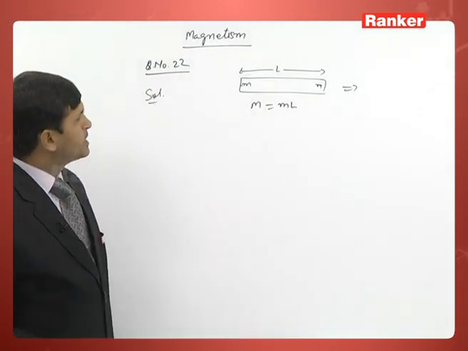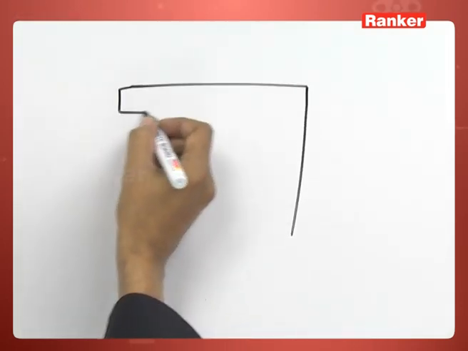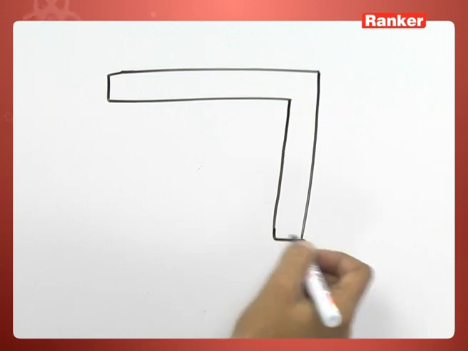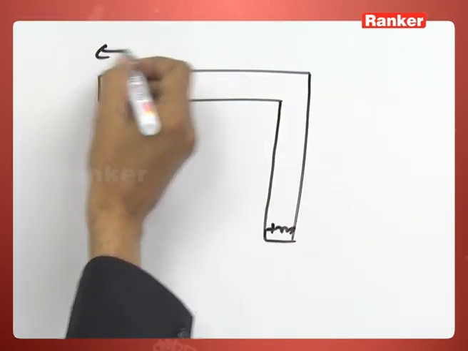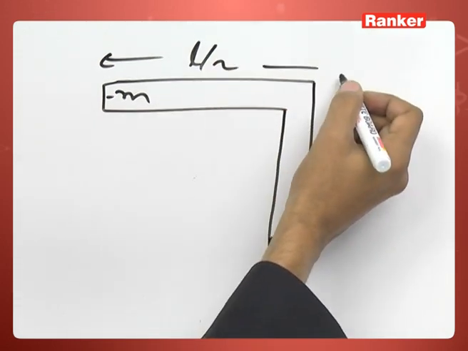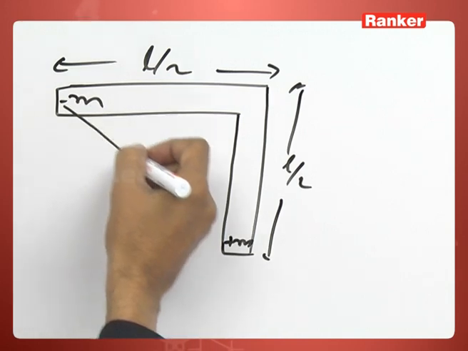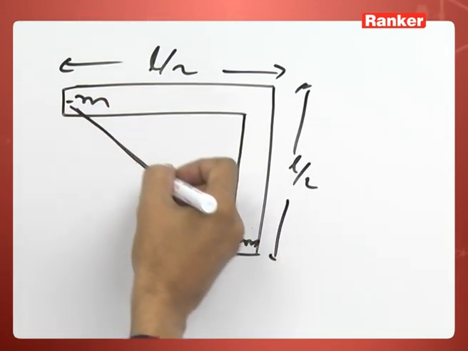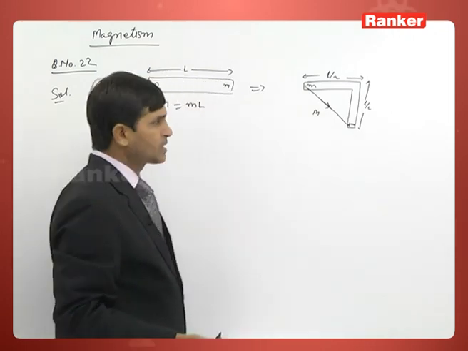Now these are bent in the form of a right angle like this. So minus m and m will be here. This is L by 2. This is also L by 2. So this length is called the magnetic length, and the magnetic moment is in this direction.